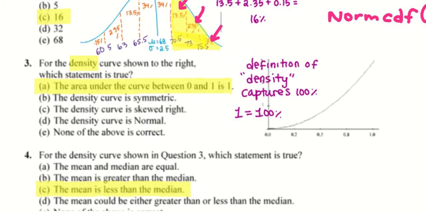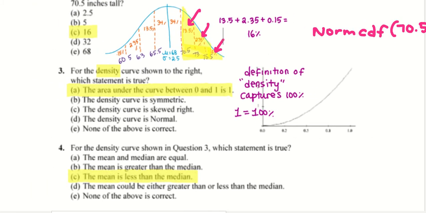The key word on number 3, and I apologize for it being a little fuzzy, is density curve, and you have to understand that the definition of density is 100%. It's going to capture all of your data. So although you might not recognize that A is the best answer, hopefully you understand that this curve is definitely not symmetrical. It's not skewed right, it's actually skewed left.